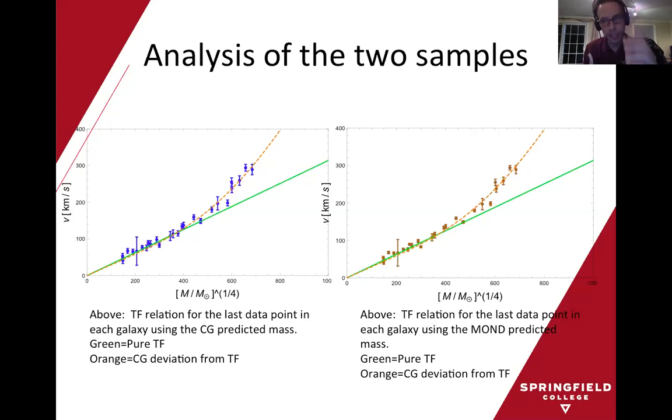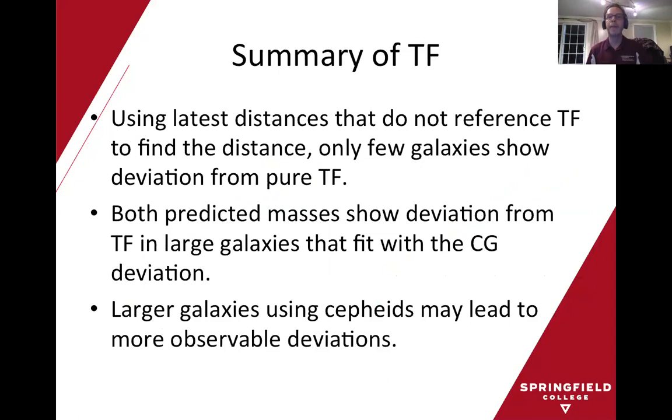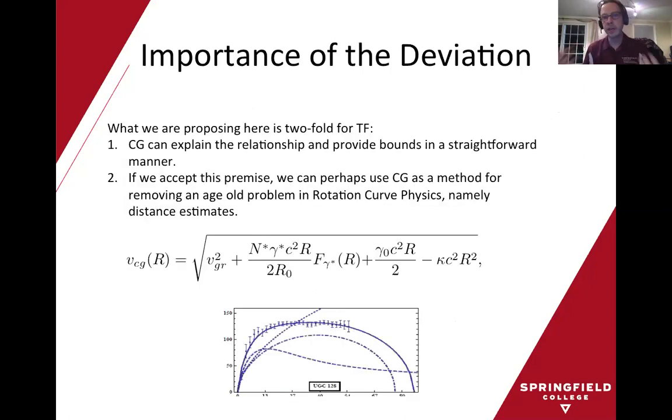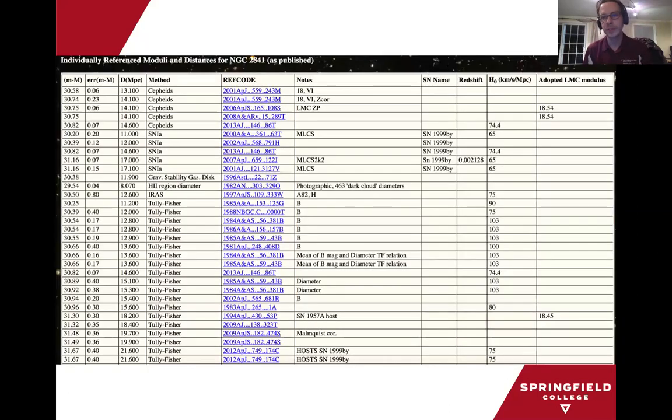But again, the key takeaway here is that for both conformal gravity or MOND setting the mass scale, they both happen to hit that deviation line. This is a pretty awesome, pretty new result that no one has seen before, and so we're happy to present it here for the first time, at least for this sample. Here I'm talking about the importance of the deviation, but I just talked you through it.